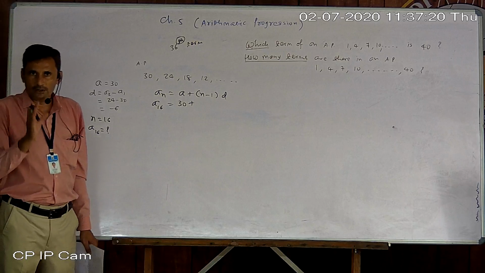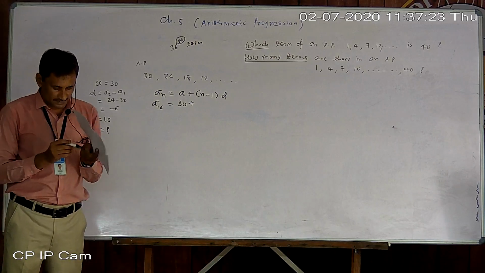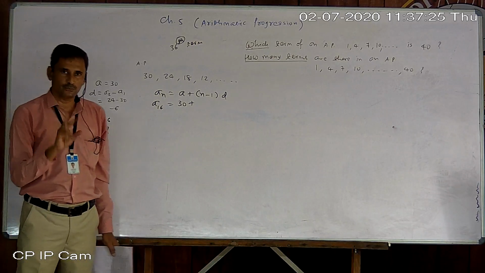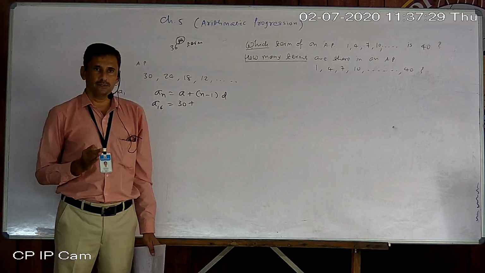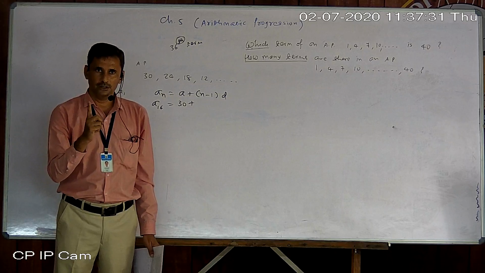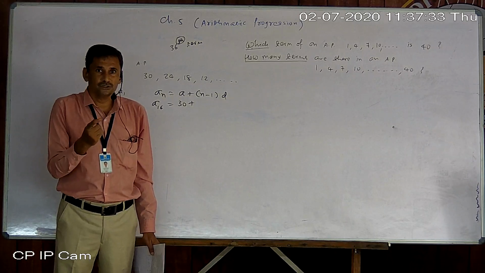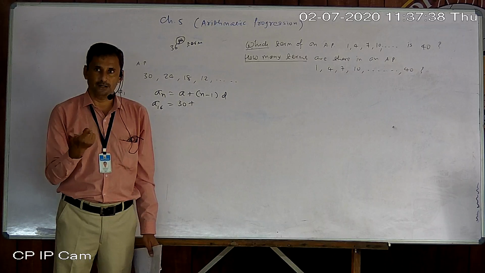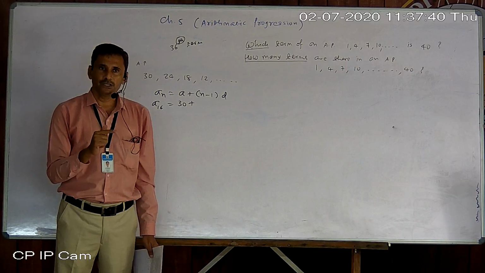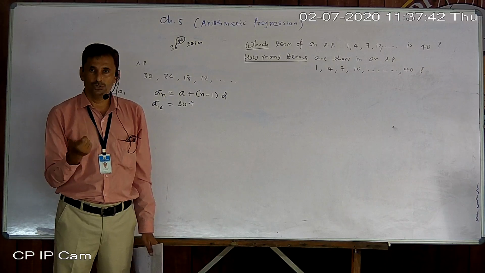Whenever there is that type of ordinal number, you know. Suppose there are two types of numbers, cardinal numbers and ordinal numbers. Cardinal number means what? 1 is a cardinal number, first is the ordinal number. 2 is a cardinal number, second is the ordinal number. 3 is a cardinal number, third is the ordinal number.